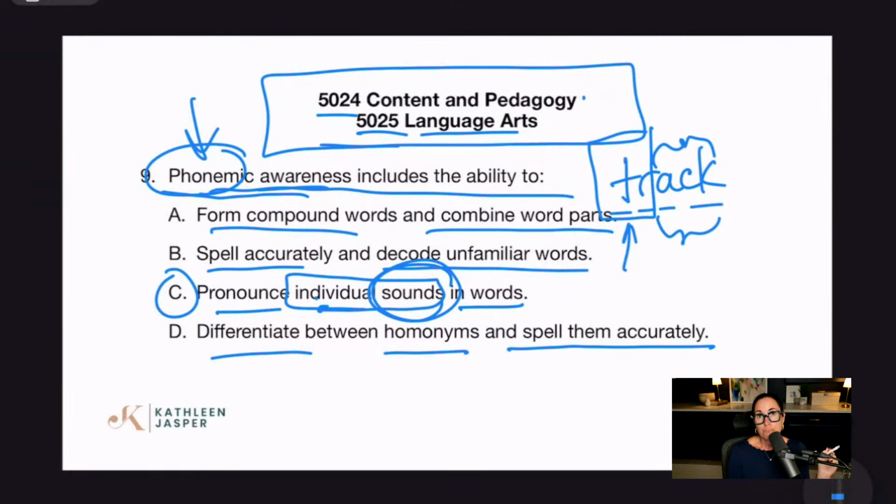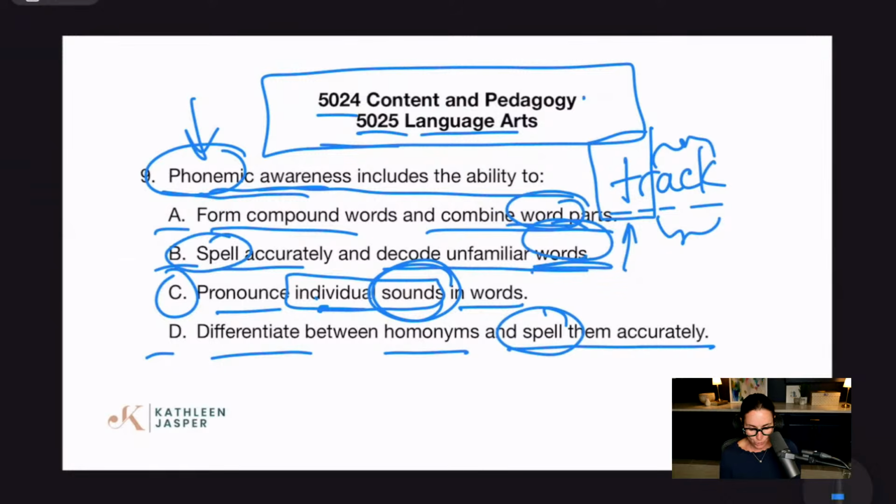When I was getting my reading endorsement, the reading coach said you can do phonological awareness and phonemic awareness in the dark. You can close your eyes and do it. Notice that A, B, and D all have to do with spelling and words. Spell, words, words. A, B, and D are all phonics.